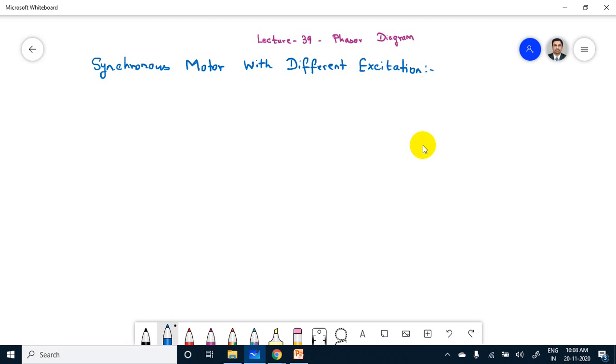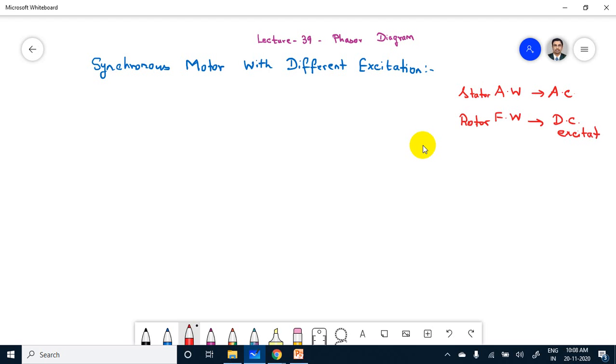You are very familiar with the synchronous motor principle. So in the synchronous motor principle, what happens? There are two windings. One is the armature winding, another one is the field winding. Armature winding will be in the stator part, field winding will be in the rotor. In the armature, you give three-phase AC supply. To the field winding we give DC excitation.